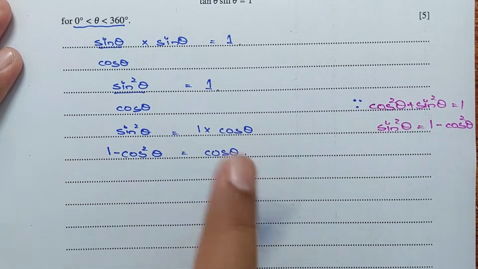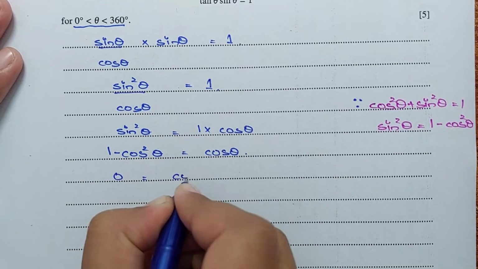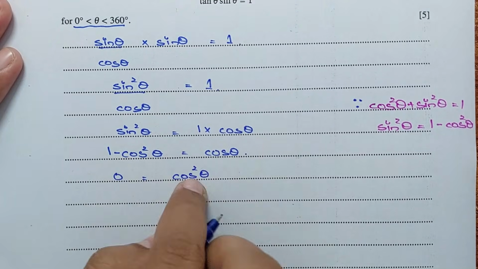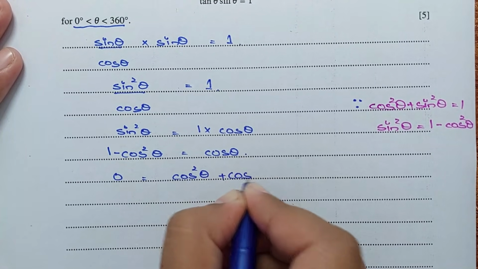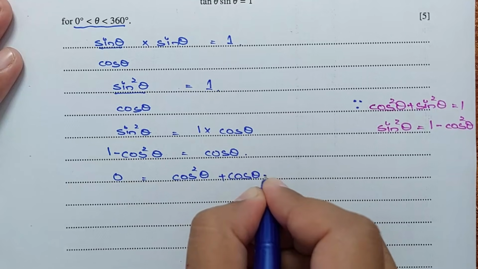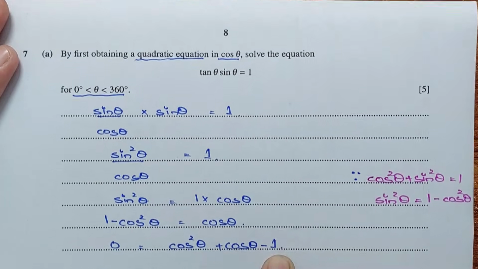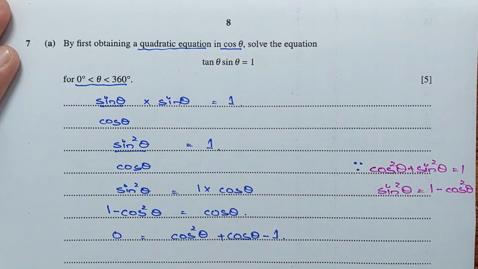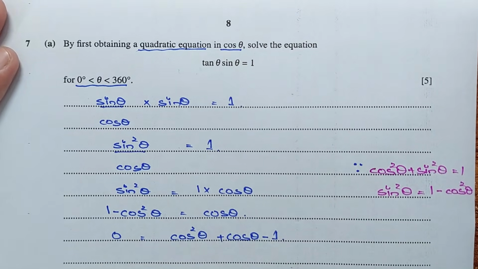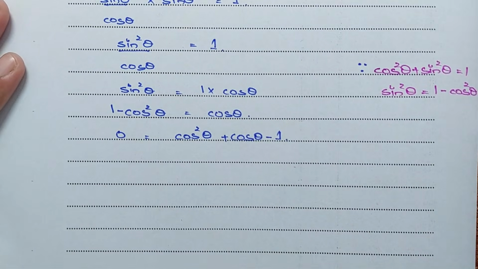Now shift all the terms to the left side, so 0 would be equal to cos square theta. This term is positive, cos theta is already on the left, so it is already positive, and minus 1. Now this is a quadratic equation in cos theta. So we have obtained the quadratic equation in cos theta. Now we have to solve when theta is between 0 to 360 degrees.